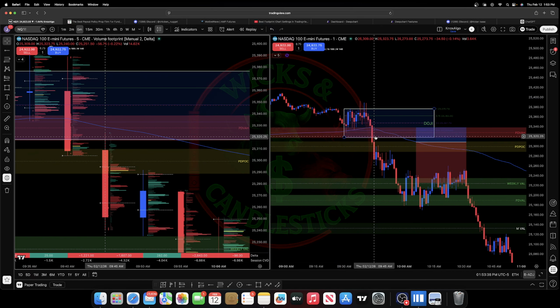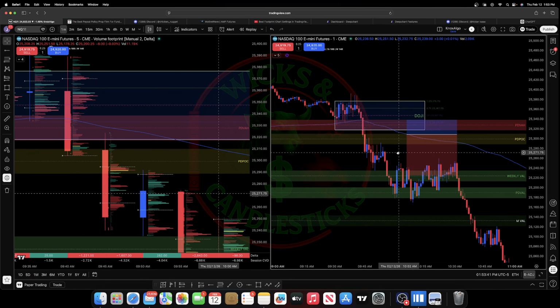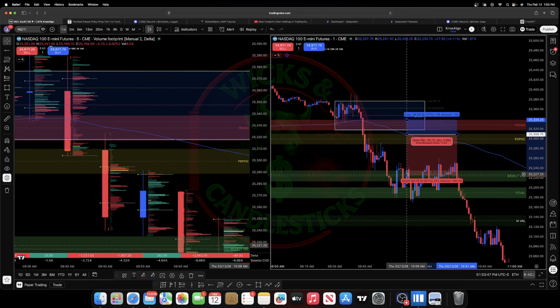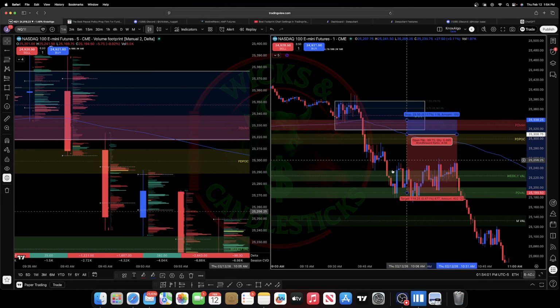Then price came back up. It wicked me in. And once it wicked me in, I said, well, it looked like we're going to do a full rotation. And so my TP was here at the previous day value area low, because that's a full rotation. So I was in, I took half my contracts out at TP1.